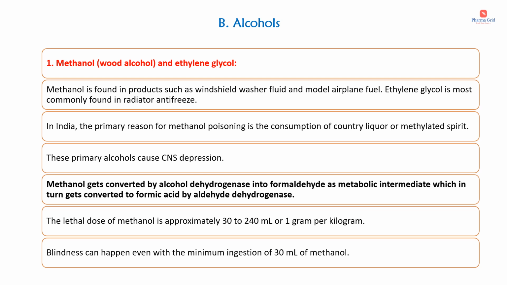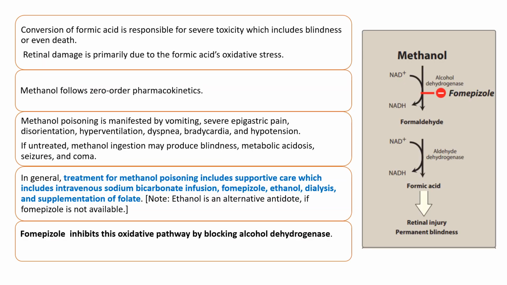The lethal dose of methanol is approximately 30 to 240 ml or 1 gram per kilogram. Blindness can happen even with the minimum ingestion of 30 ml of methanol. So we have seen the metabolic pathway. Methanol gets converted to formaldehyde and formaldehyde gets converted to formic acid. This formic acid is responsible for severe toxicity, which includes blindness or even death. Retinal damage is primarily due to the formic acid's oxidative stress. So here you can see the pathway again.